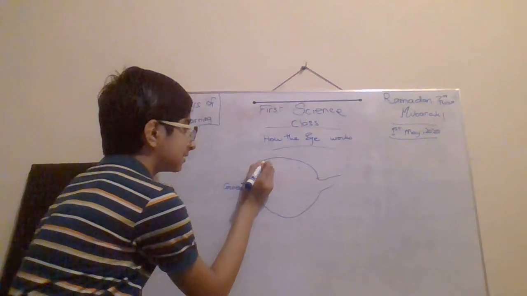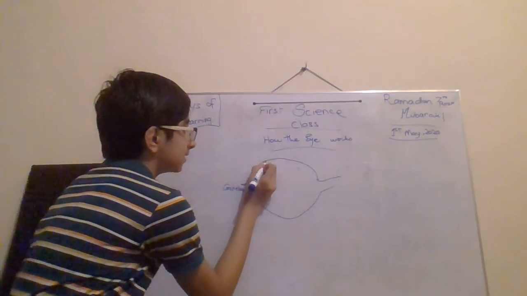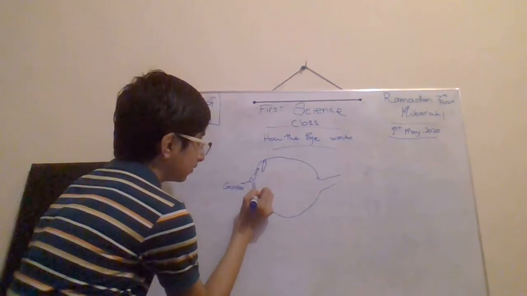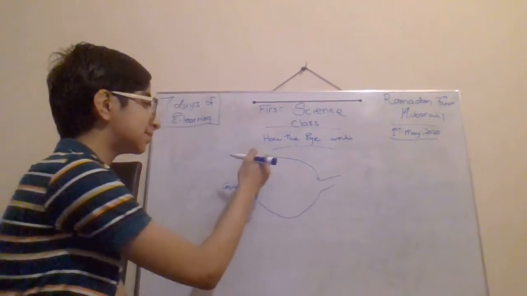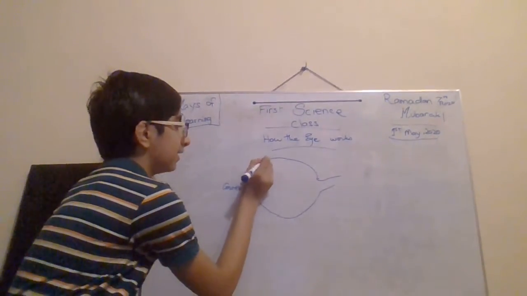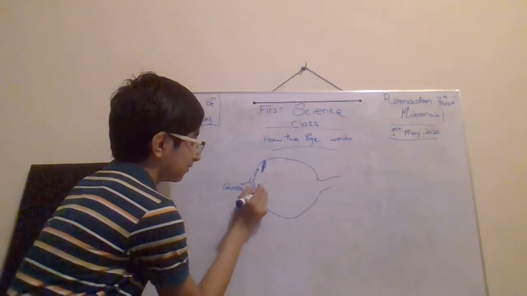Now next, after the cornea, it's the iris. This is always some kind of color.